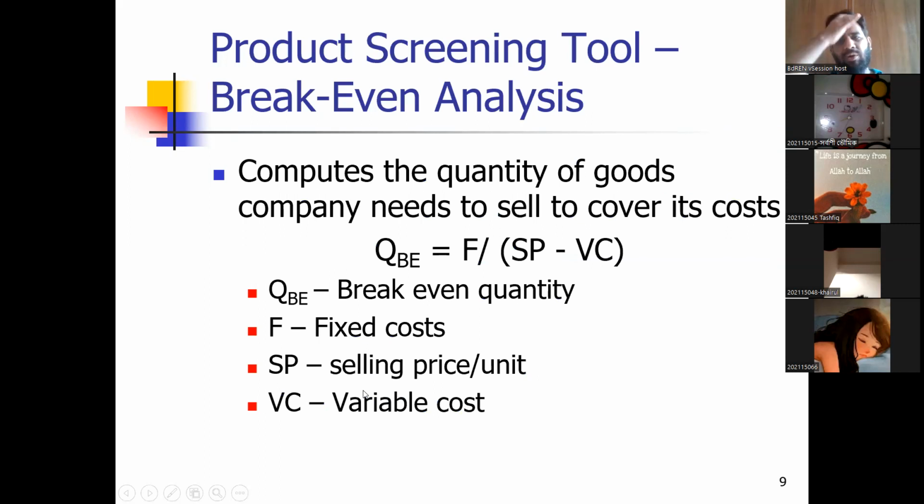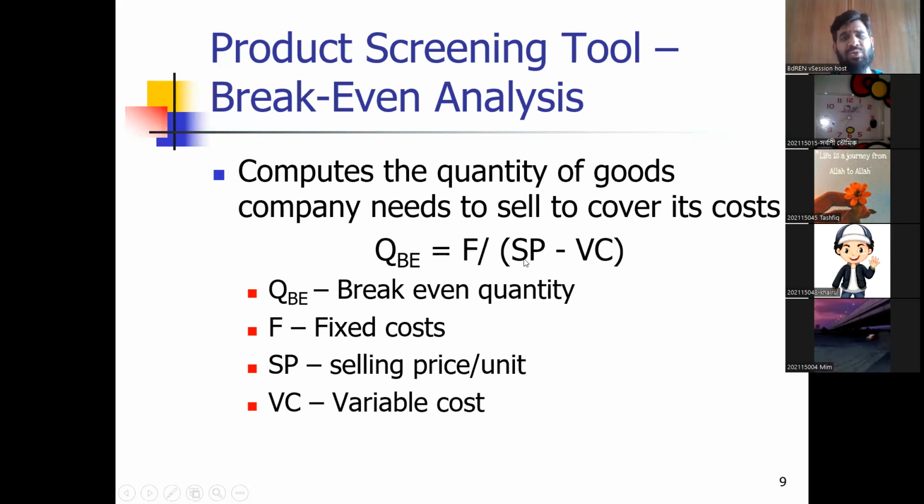Okay, now calculate the break-even point. How will we calculate the break-even point? There are three important pieces of information in it. Number one is variable cost, VC means variable cost. Number two is fixed cost. Number three is sales price. These three pieces of information are important to know the break-even point.